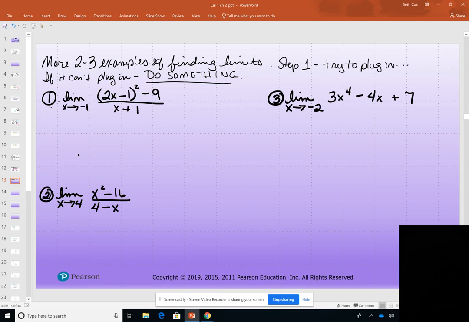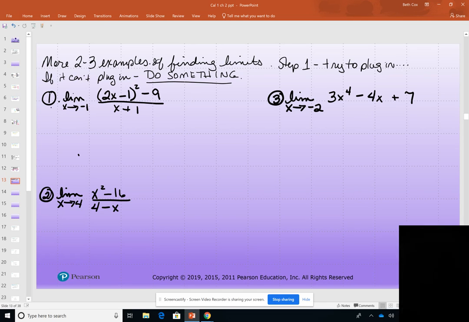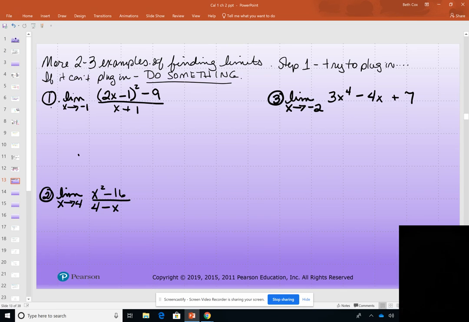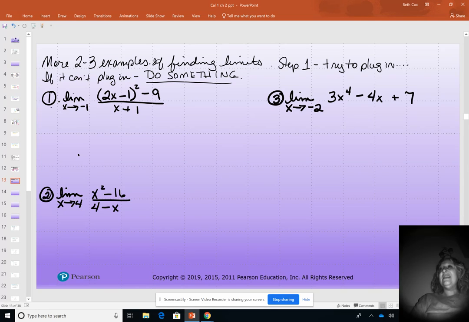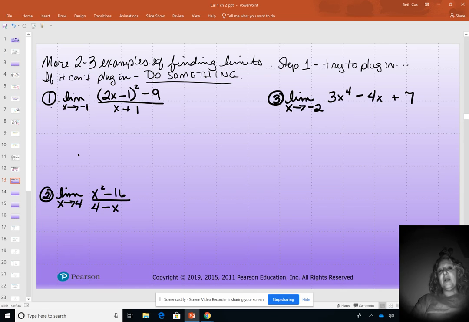So we're finding limits. Step one, you're just going to plug stuff in to see if it works. If you can plug it in, that's the limit. That works for lines, it works for polynomials, it works for some rationals, it works for some piecewise functions. So first thing you ought to do is try to plug it in. If it works, great, that's your answer. If it doesn't work when you try to plug it in, then we've got to do something different.